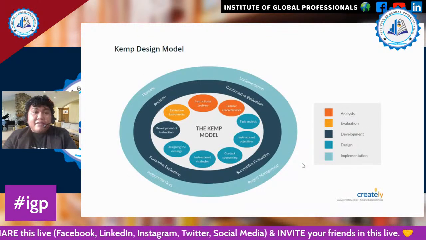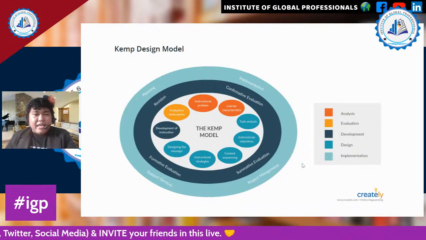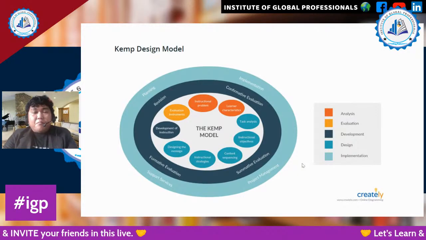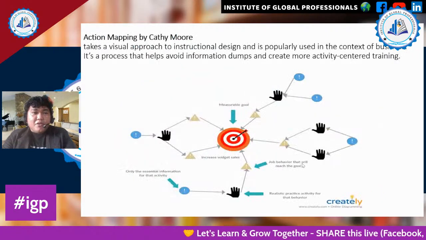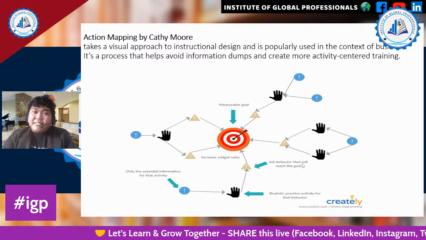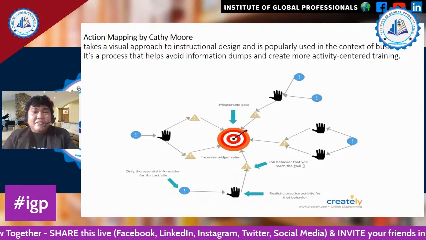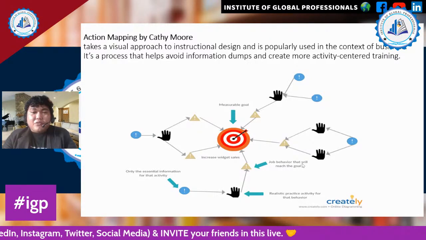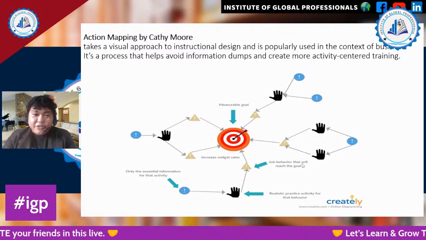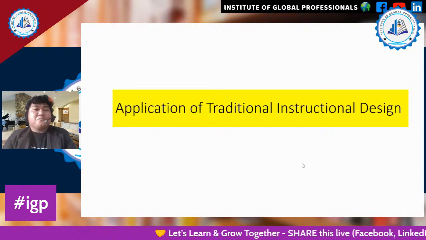We also have the ADDIE-like camp design model, which is kind of a little bit the same with the ADDIE model. It's just that the steps are actually interchanged. The action mapping by Kathy Moore takes a visual approach to instructional design that is popularly used in business. So, if you could have noticed here, action mapping is like you are trying to identify the necessary steps in every action that you're doing. And then, if you are bombarded with problems, what solutions will you do?